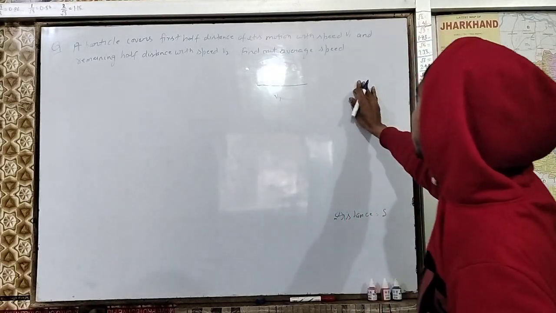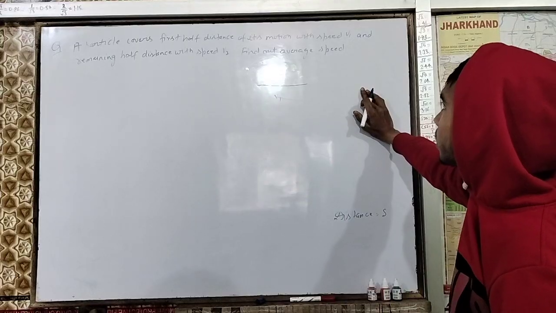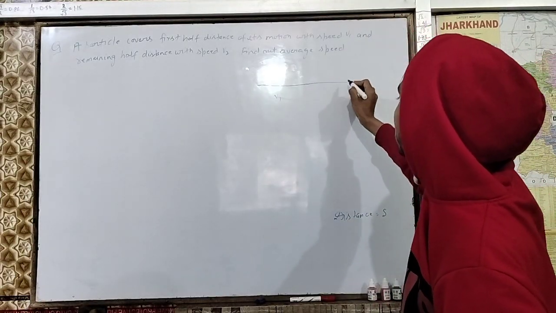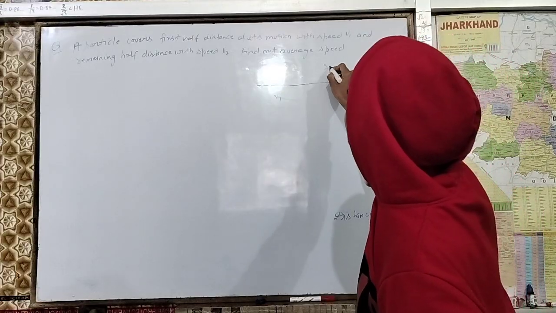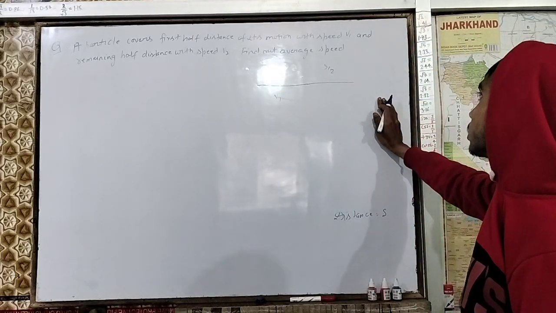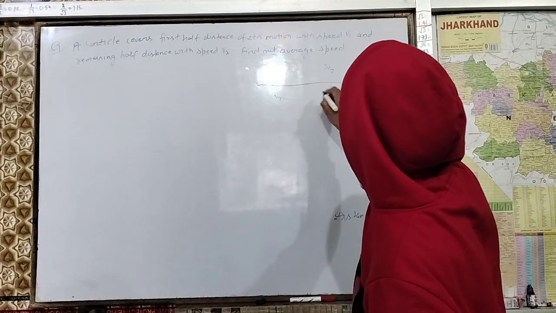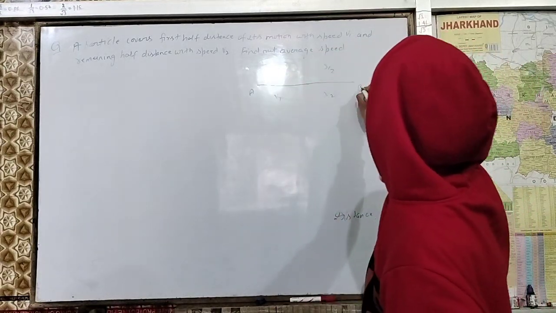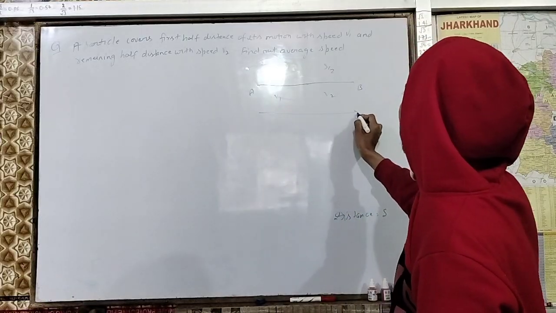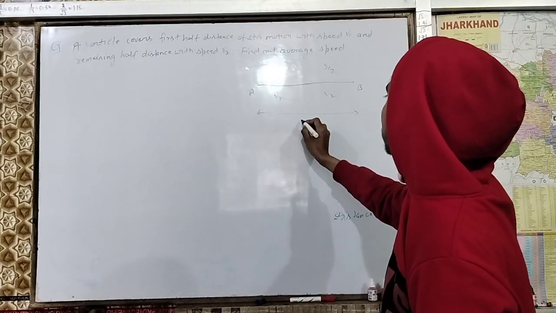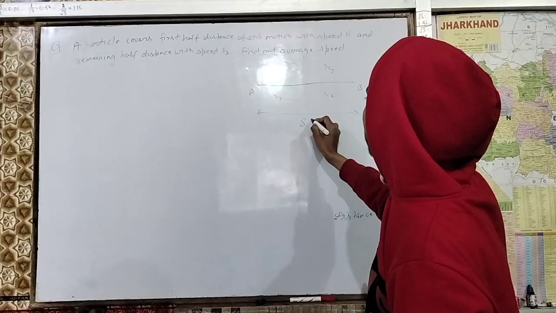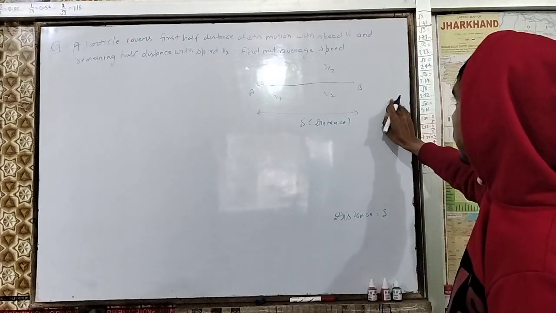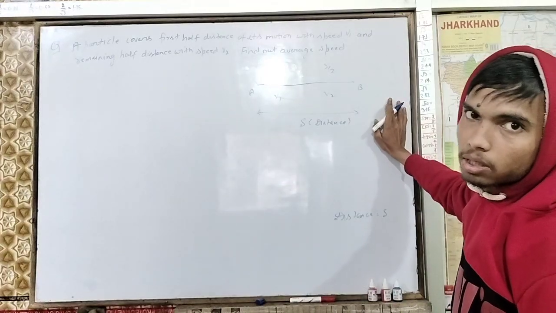With this speed he covered s by 2 distance, and the remaining half distance again with a speed v2. The speed is different, but the distance is the same. Again you can see a to b. The total distance is s, equal to s upon 2 plus s upon 2.